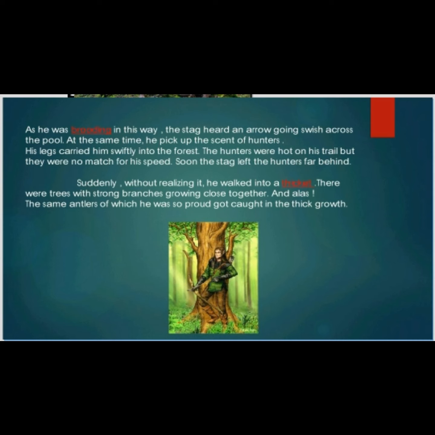But suddenly, without realizing it, he walked into a thicket. So what is a thicket, children? Thicket means a place where many trees, bushes, etc. grow close together and they form a thicket. There were trees with strong branches growing close together. Oh, so sad about him. And alas, the same antlers of which he was so proud got caught in the thick growth of the thicket. So sad about him, isn't it?